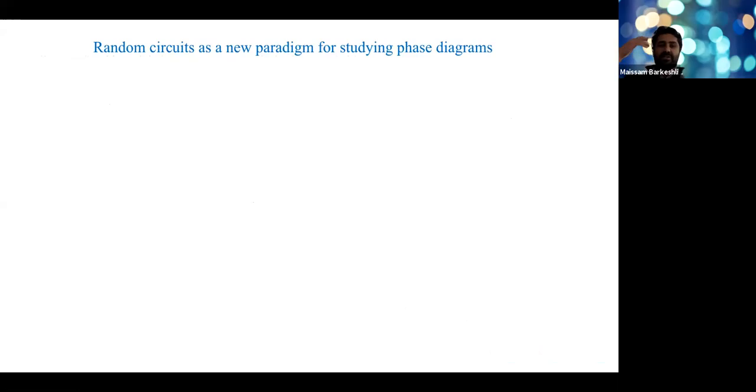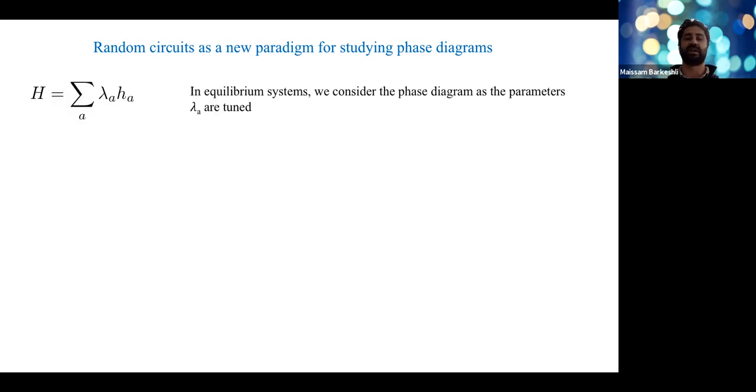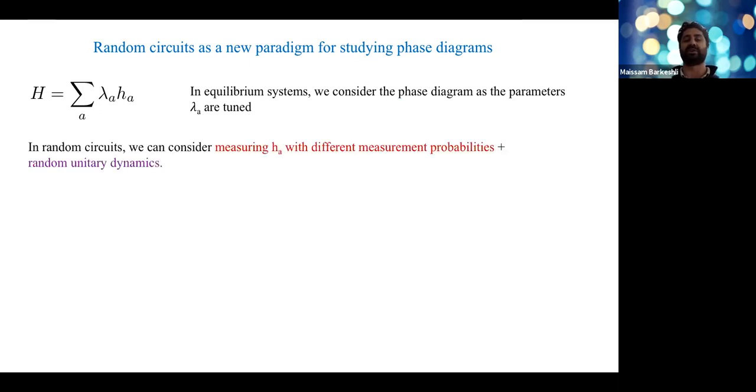Okay, so I think the broader thing here that's interesting is, in condensed matter, one of the things that we're interested in is studying different phases of matter. Well, random circuits provide a new paradigm for studying interesting phase diagrams. So what we're used to is we have some Hamiltonian, it's a sum of local terms. We tune some parameters, lambda, and we look at a phase diagram as a function of lambda. But now we have a whole new set of things that we can do. We can instead consider measuring operators with different measurement probabilities, and then we can add some random unitary dynamics to the mix, and then we can consider a phase diagram where we're varying these different measurement probabilities.